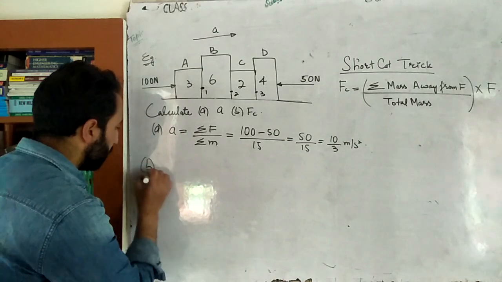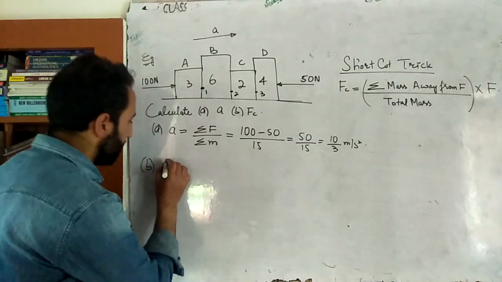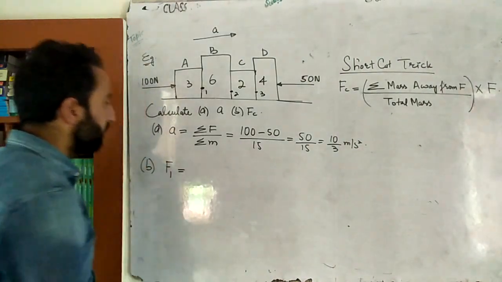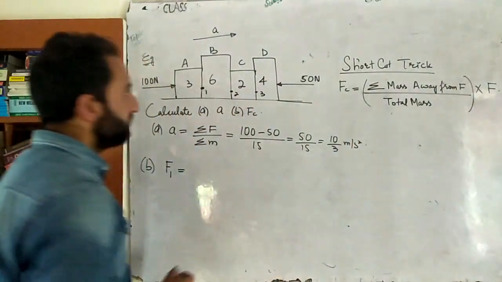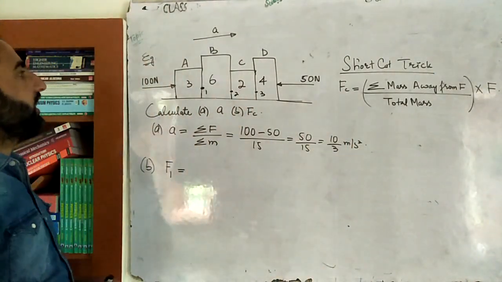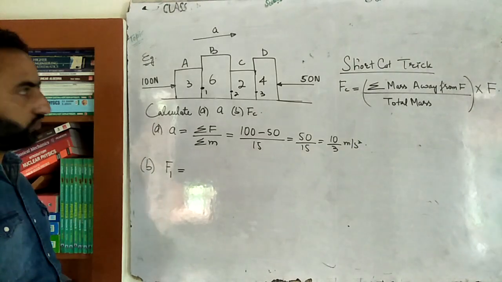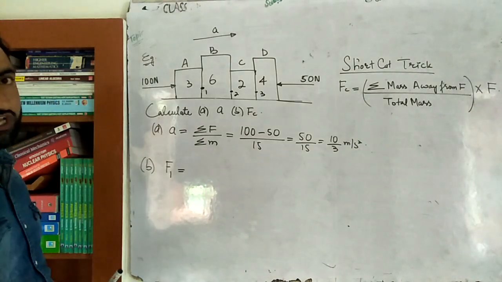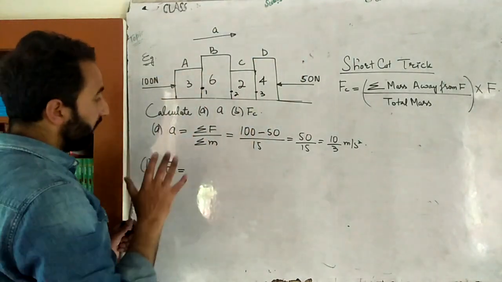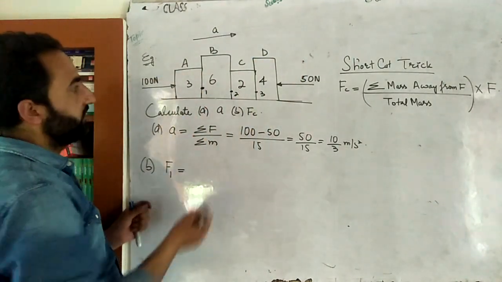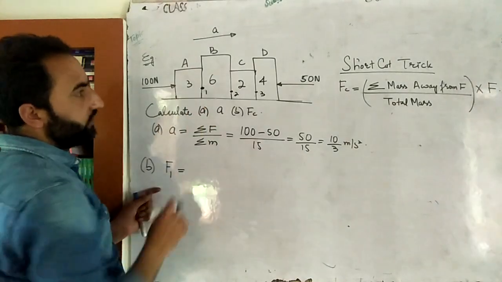And part B is that we now have to calculate the contact force. At which contact? At contact number 1. The shortcut to calculate the contact force is the summation of the mass away from the external force divided by the summation of the total mass, multiplied by the external force. But there are 2 external forces, 100 here and another 50 here. So this is a bit complicated. Now we want to calculate the contact force at contact number 1.